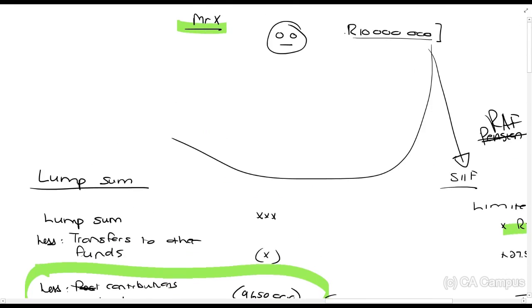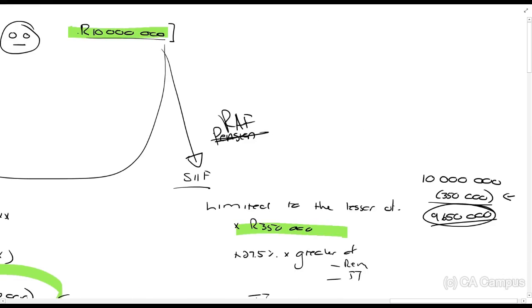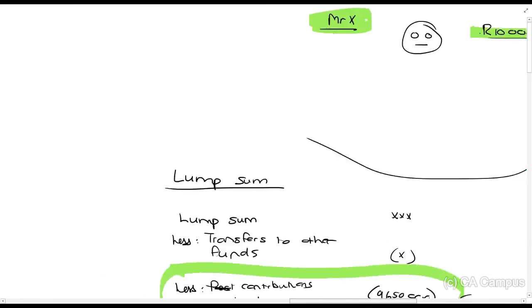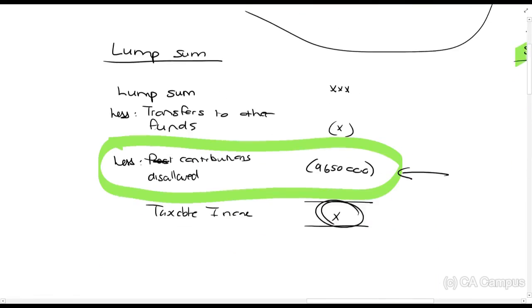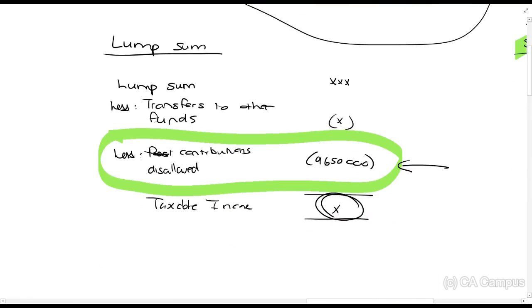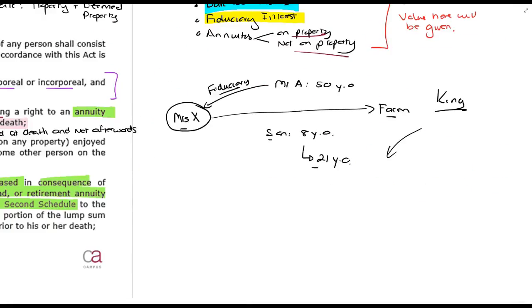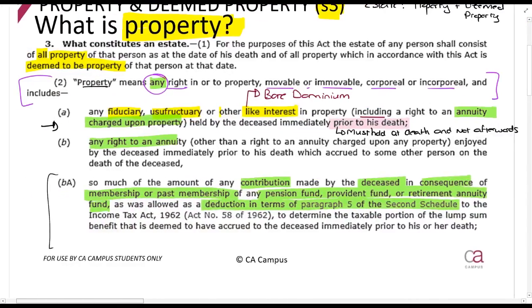this Mr. X, I'm just going to take you through the story again. He had 10 million rands in his bank account. He paid it into his provident, his RAF. He could only claim 350,000, so there was 9.65 million rands that he could not claim as a deduction against his lump sum. And let's say his lump sum that he receives is, it's just a thumbs up, guys, 12 million rands. That 12 million rands does not form part of his property for his estate duty purposes.